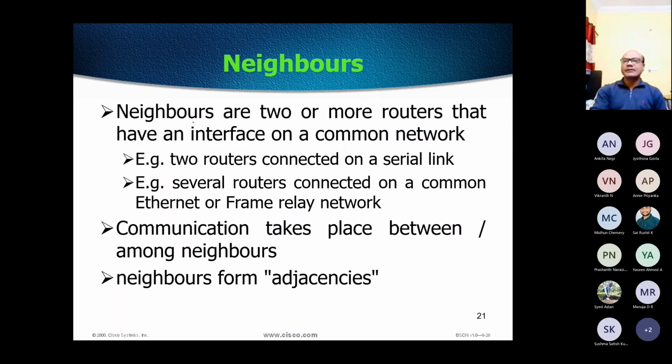Okay. So the next thing is neighbor. What is a neighbor? Two or more routers that have an interface on a common network. For example, two routers connected on a serial link, or several routers connected on a common Frame Relay network. Communication takes place between the neighbors and forms the adjacency. Here the neighbor sends the hello packet. That sequence we shall discuss; I have a very good slide for that.